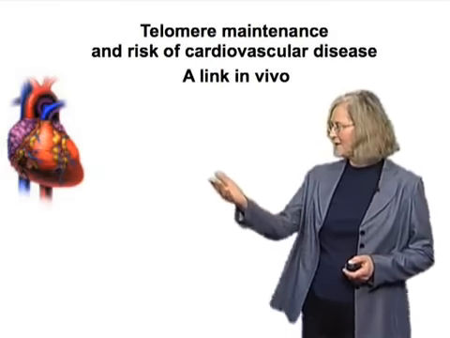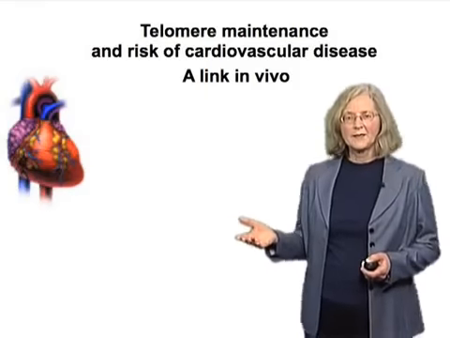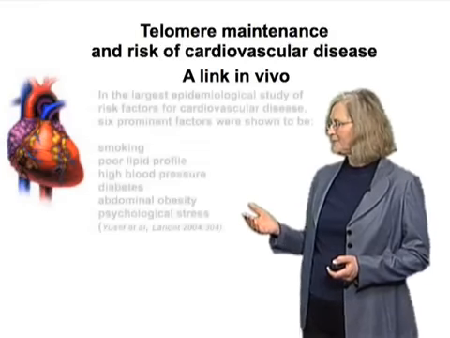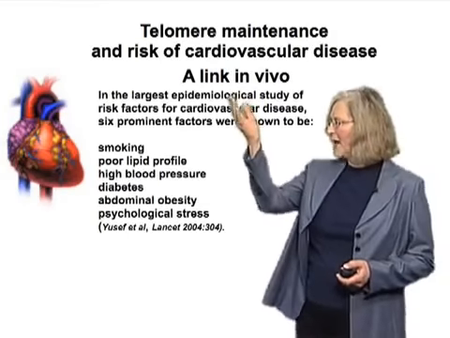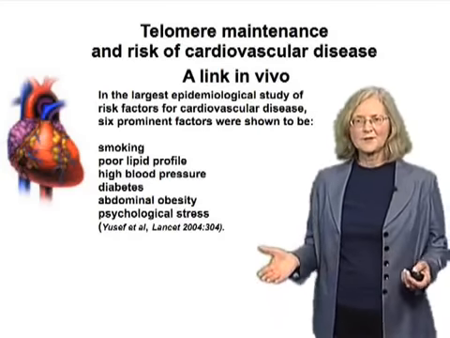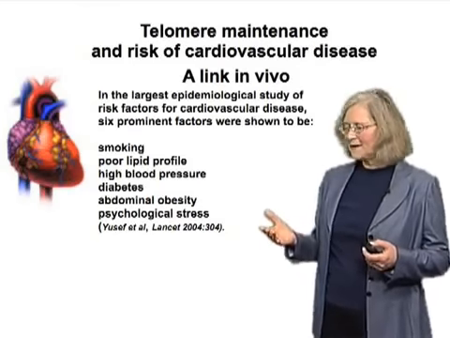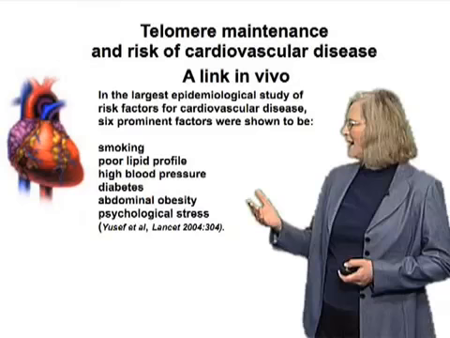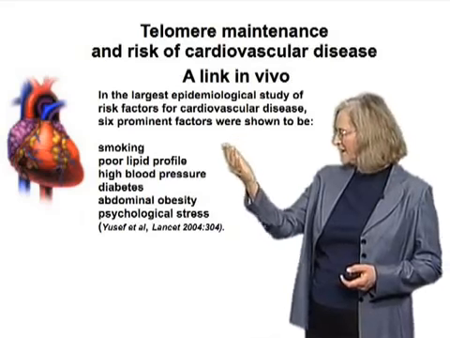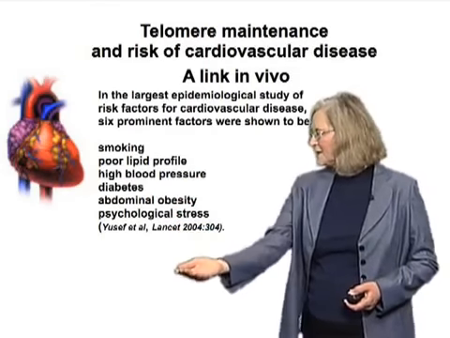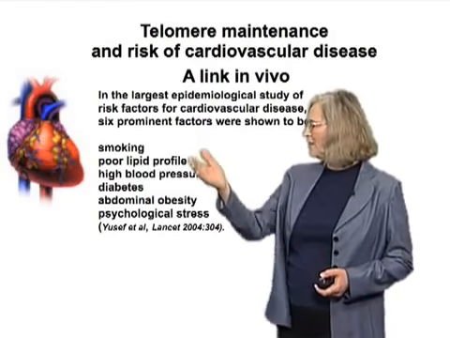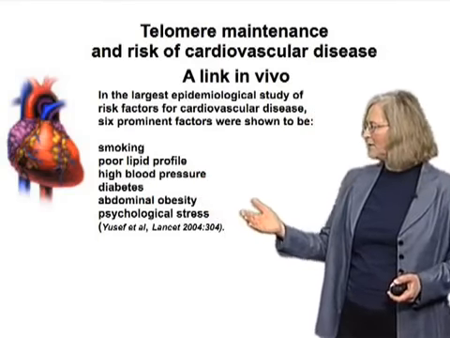So let's think about cardiovascular disease. What do we know about that? Well, a great deal is known about the risk factors for cardiovascular disease. For example, in one of the largest epidemiological studies of risk factors that's been undertaken, 29,000 people in 52 different countries, in 6 different continents, 6 major prominent factors for cardiovascular disease risk were shown to be this list here in this study published by UCSF et al. In 2004. And they're all the ones you expect: smoking, poor lipid profile, high blood pressure, diabetes, abdominal obesity, psychological stress.